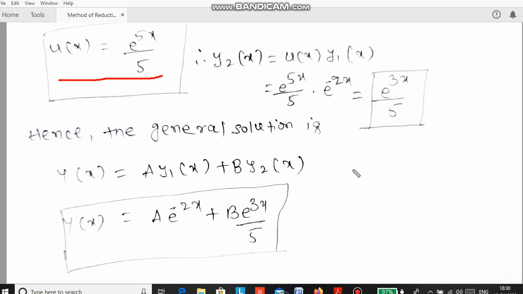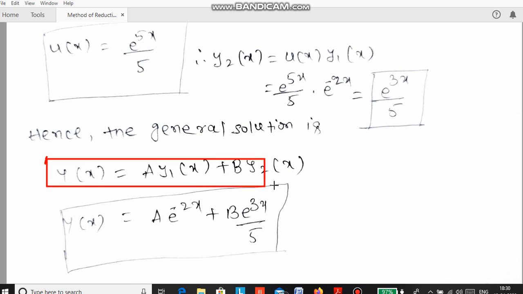Hence, we have to find the general solution. The general solution is y of x is equal to a y1 of x plus b y2 of x. So y of x is equal to a into e power minus 2x, y1 of x is e power minus 2x, plus b into e power 3x by 5, where a, b are constants.